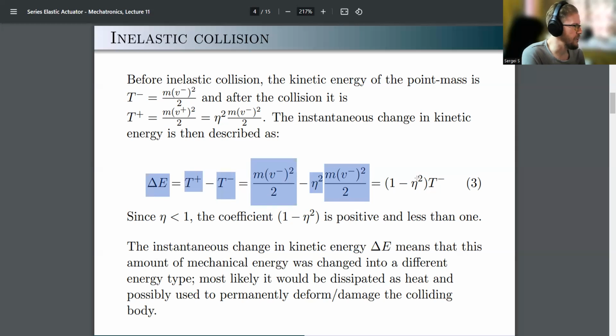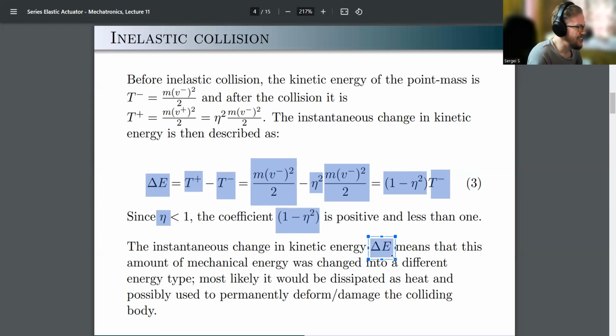If we put it out of the brackets, we get this T minus, right? Kinetic energy before the collision, multiplied by 1 minus eta squared. And since eta is less than 1 and bigger than 0, this coefficient would be positive and less than 1. So we can expect the loss of kinetic energy to be equal to the kinetic energy or less, right? Something like this.